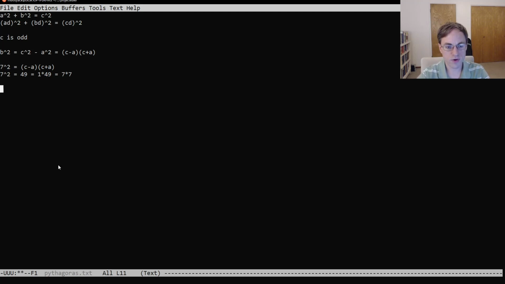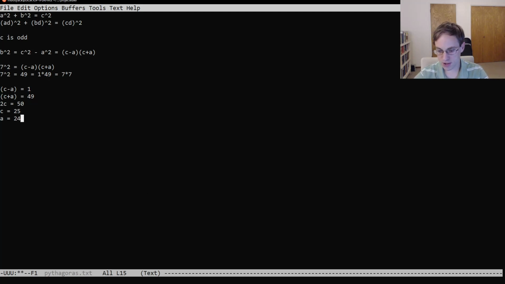So if we suppose c minus a is equal to 1 and c plus a is equal to 49, that's just coming from this first factor pair. We can try to come up with a solution by solving for c and a. Just by adding these two together, we get 2c is equal to 50, and therefore c is equal to 25. And then we can solve for a, and we come up with a is equal to 24.